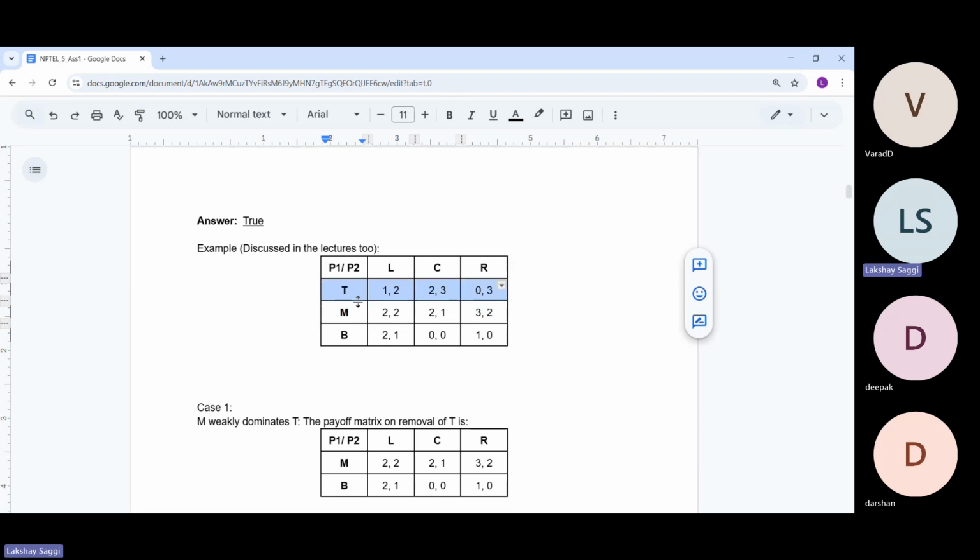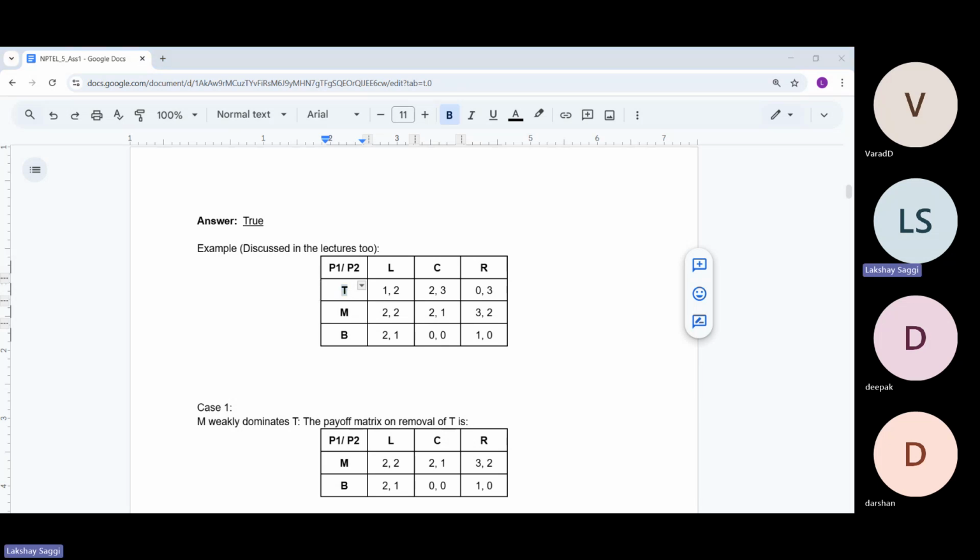And why is this the case? These are strategies for the row player, so we can check whether M dominates the strategy T. And how do we check this? Note that for the row player, the first entry of the tuple corresponds to the payoff for that player. By weak domination, what we mean is that whatever the other player is playing, the strategy M should always be no worse off than strategy T.